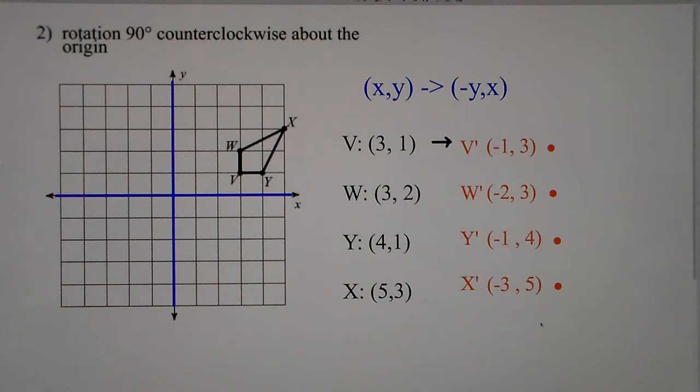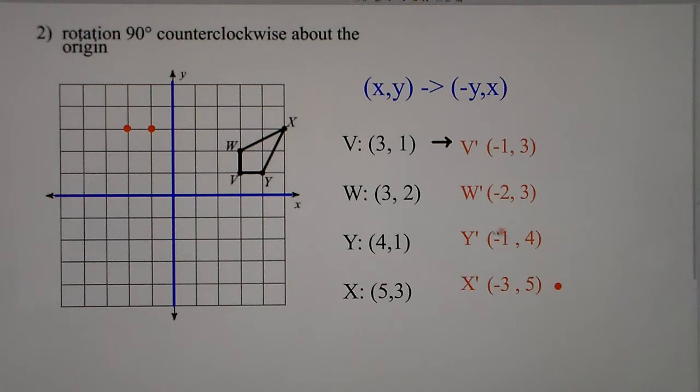Now that we got our prime letters, our figure that we need to graph is in yellow or in orange. And we got to plot it. So V prime is -1, 3. So we go to our origin. We go 1 to the left, 3 up. That's my V prime. W prime is 2 to the left, 3 up. So 2 to the left, 1, 2, 3 up. That's my W prime.